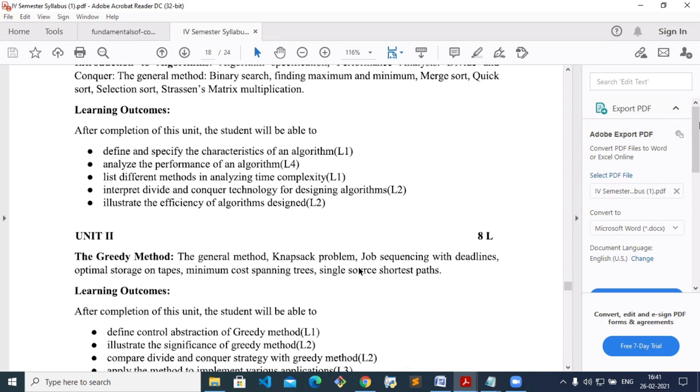Yes, ma'am. Visible. Okay. The greedy general method we have seen. Knapsack problem. Yes. Job sequencing with deadlines? Yes, ma'am. Optimal storage on tapes? Yes, ma'am. Minimum cost spanning trees. Here we have seen Prim's as well as Kruskal's. Next, single source shortest path. Completed, ma'am. Just now. Did I miss any topic?